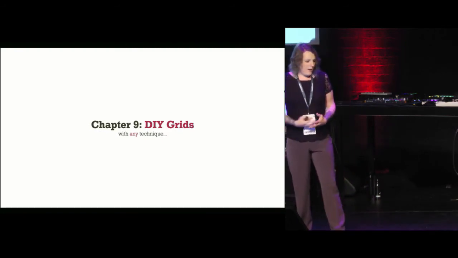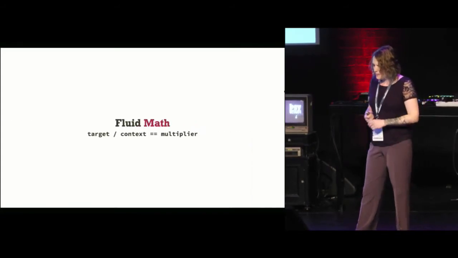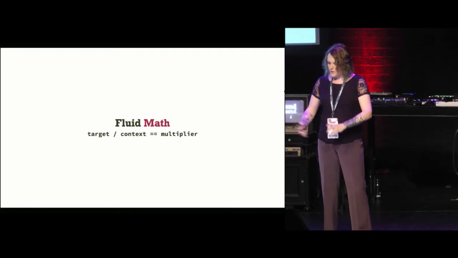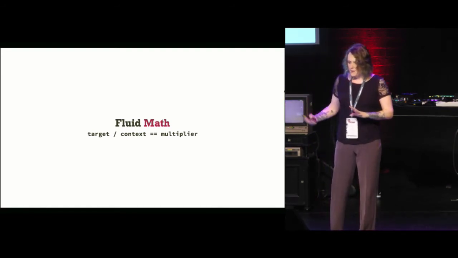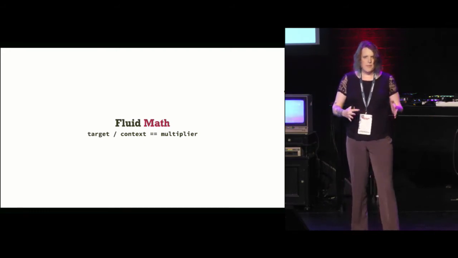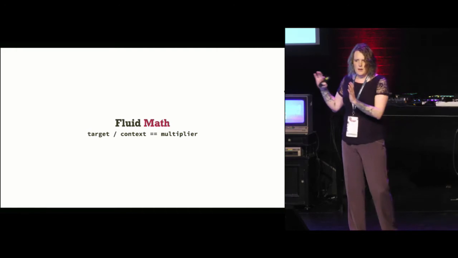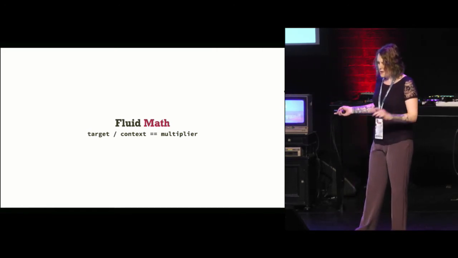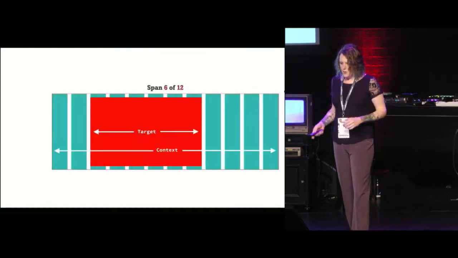So I picked up some of these techniques along the way. This is why I stopped using Susy. The math for a grid system like Susy is fairly straightforward when you write it out in the abstract. We want the target width and the context width. We divide the target by the context, and we get a multiplier that we can turn into a percentage. And that's how we're calculating what a span is on the grid.